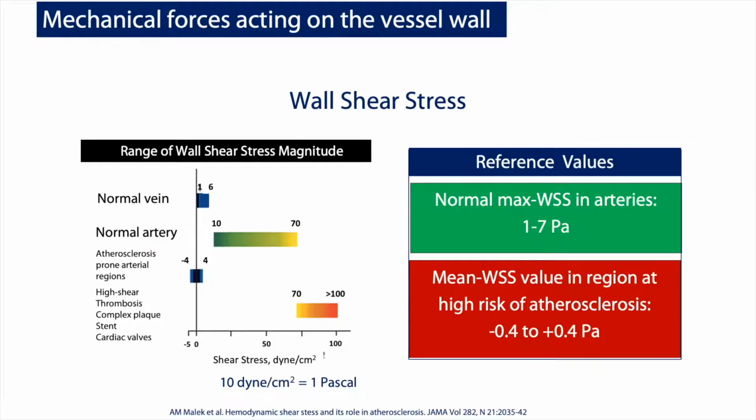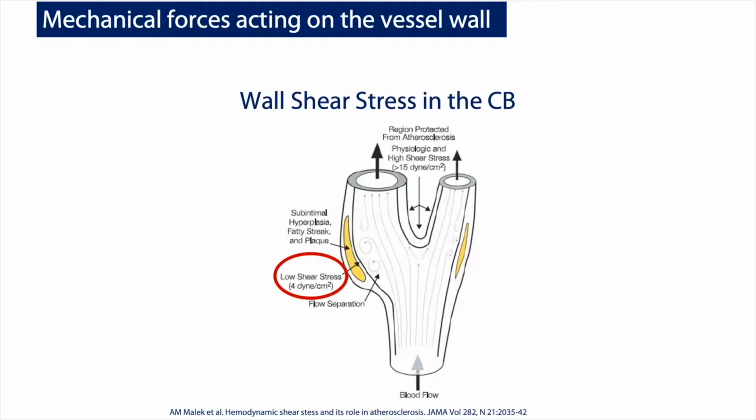The reference values for wall shear stress have been already established in the literature. For example, the normal maximum wall shear stress in arteries is between 1 and 7 Pascal. Regions prone to plaque development experience a mean wall shear stress between minus 0.4 and plus 0.4 Pascal. These low values are usually found on the opposite sides to the flow divider in the carotid bifurcation.